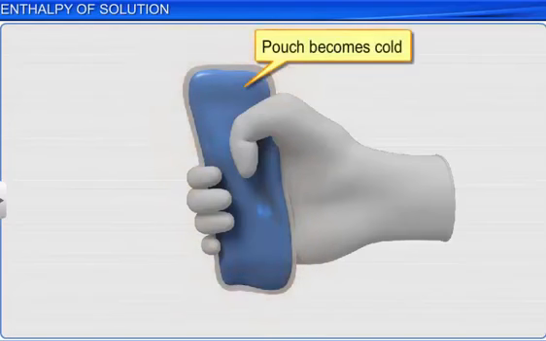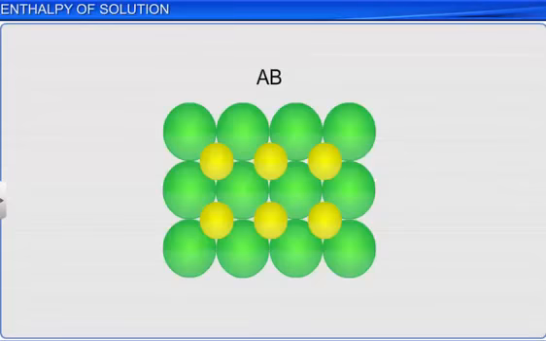The amount of heat energy released or absorbed when 1 mole of a substance dissolves in a specified amount of solvent is known as enthalpy of solution. For example, the ions of an ionic compound, AB, are held together by electrostatic forces of attraction.